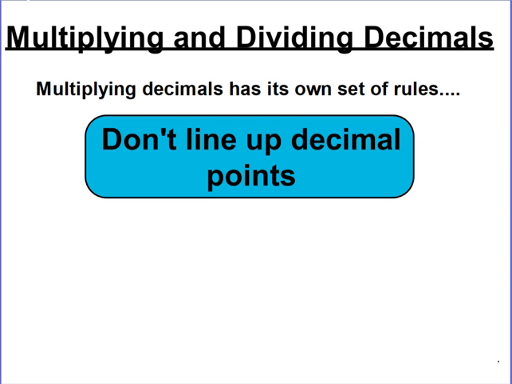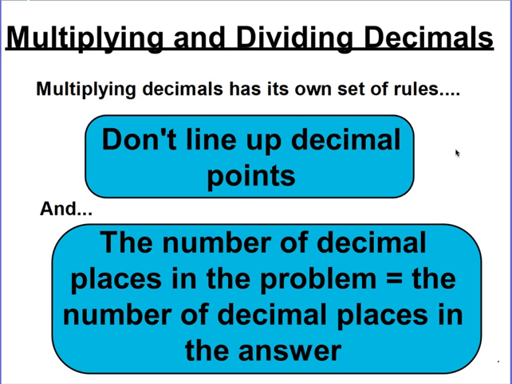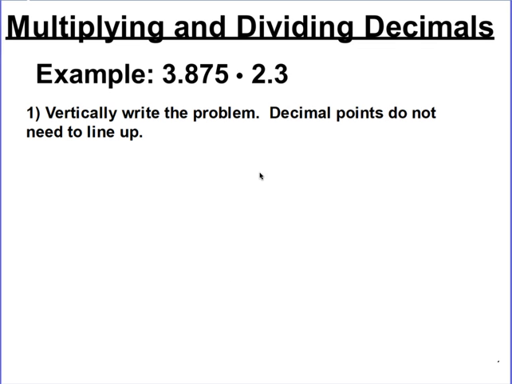It will save you time, it will save you work, and it will make the problem look a little less cluttered. The second rule is that when you finish solving the problem, the number of decimal places in your math problem has to equal the number of decimal places in your answer. So you'll see in the first example, we're going to count up the places in the problem, and we're going to use that to help figure out where the decimal point goes in our answer. Okay, here's our first example problem. 3.875 times 2 3/10. So let's write that problem vertically, just like this. Notice that I did not line up my decimal points. I just wrote it the way it is.